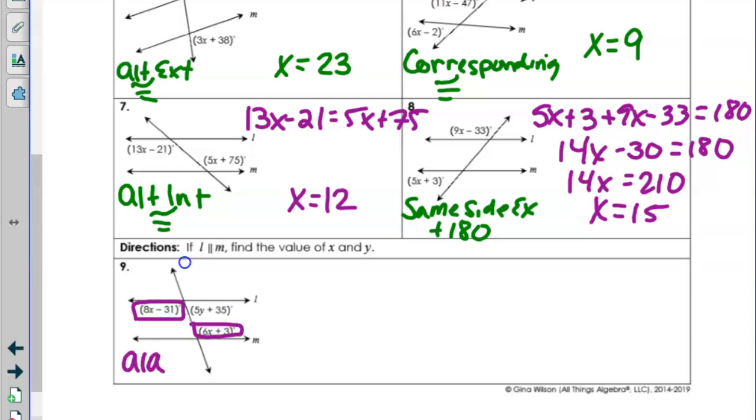And what do we know about alternate interior? Very good. Alright, so we're ignoring the y, right? You're going to do that every time. The number of variables you see will most likely be the number of equations that you have. Almost every time that'll happen. So first, what's our equation that we would have based on the angles of an x? And then they would equal each other. Very good. So 8x minus 31 will equal 6x plus 3.